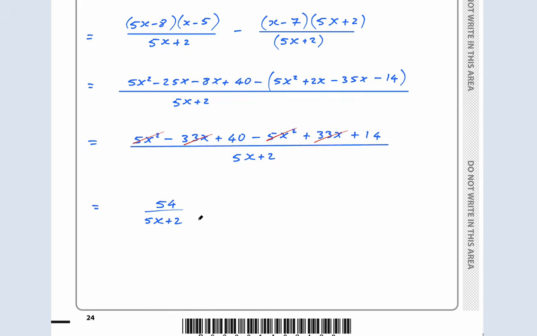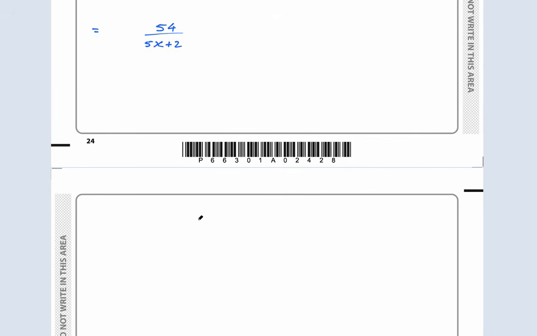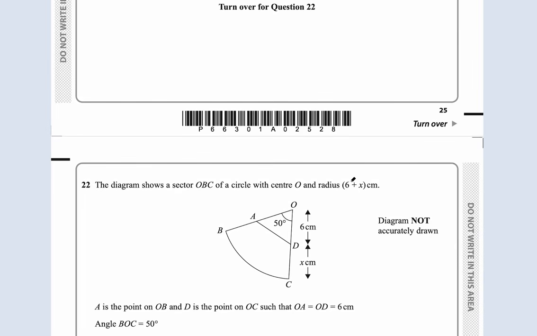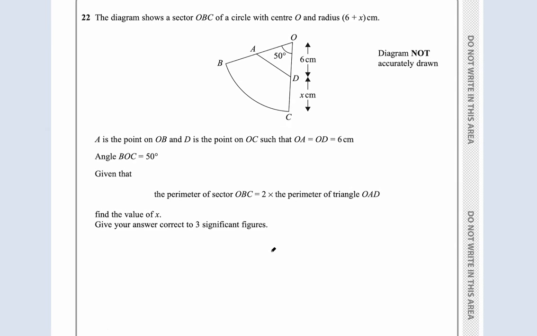Obviously, guys, a very, very difficult question. 54 over 5x plus 2, just put your answer there. Is this the last question? Thankfully, it is.